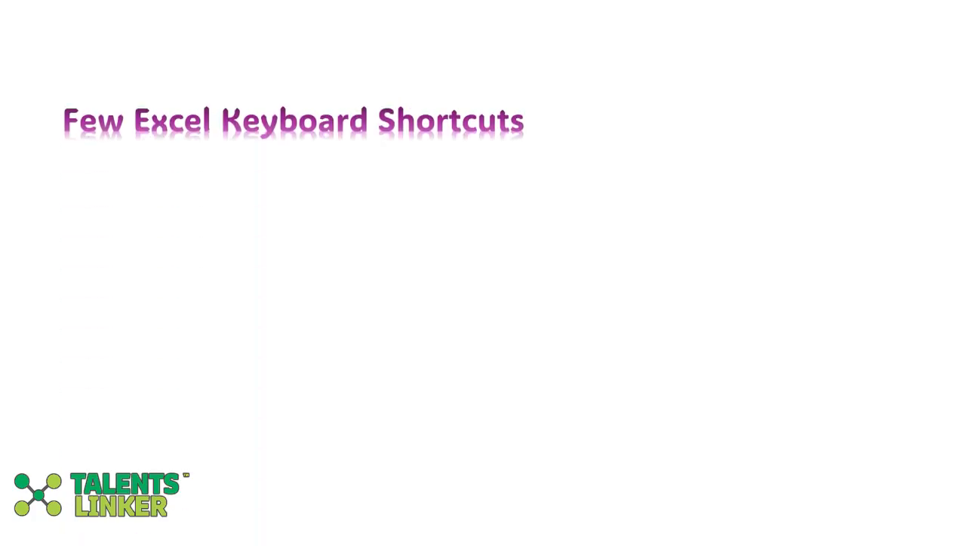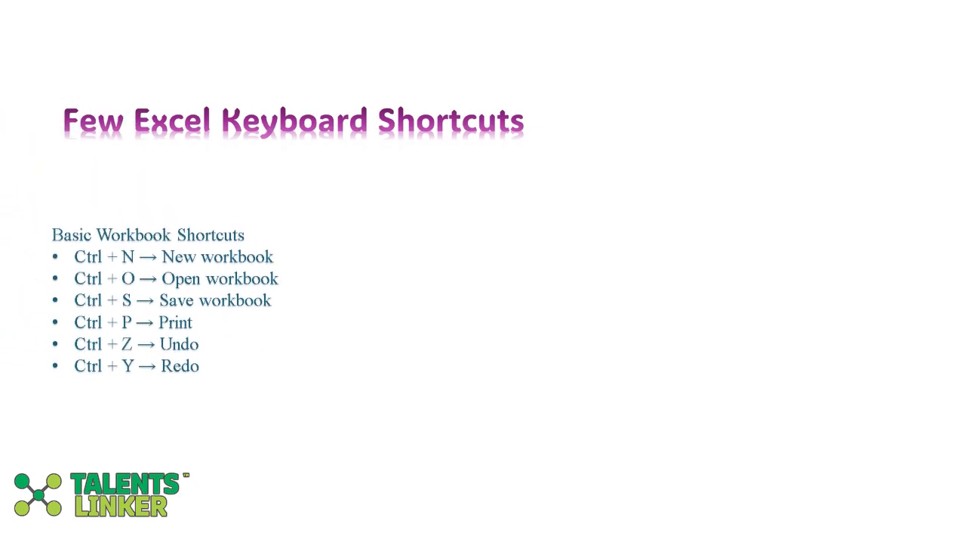Let's check some Excel keyboard shortcuts that a beginner should know. Basic workbook shortcuts: if you want to open a new workbook, you press Ctrl N. To open an existing workbook, you press Ctrl O. To save a workbook, you do Ctrl S. To print a workbook, you press Ctrl P.